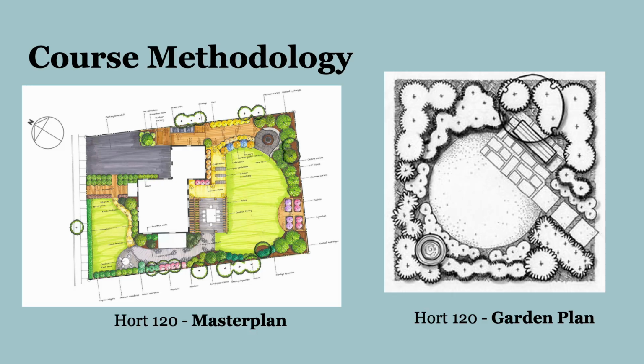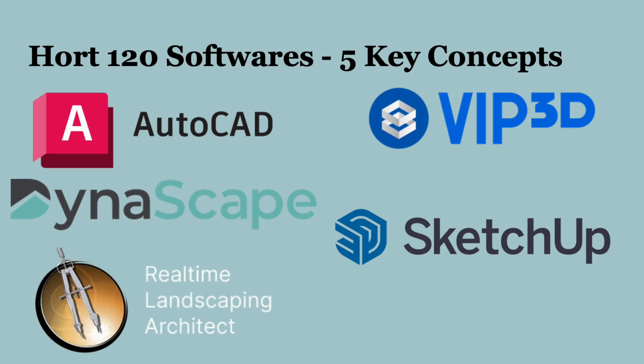This helped us develop a greater understanding of how each of the softwares function and differ from each other. For example, in every software, the background images must first be imported correctly, which each software had its own process of doing. Every software used in HORT 120 has similar aspects, which can be broken down into 5 key concepts.